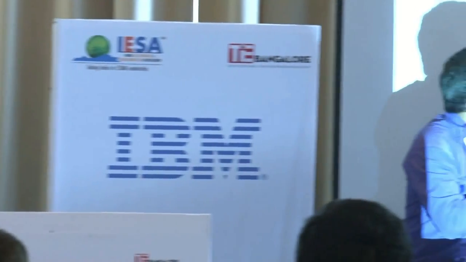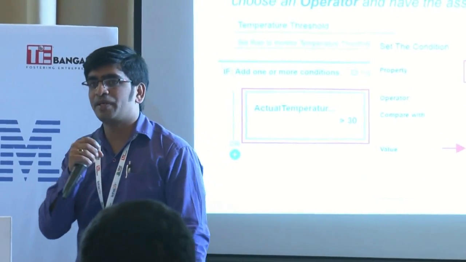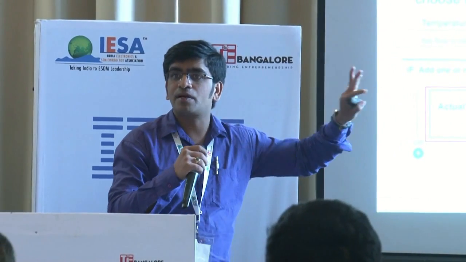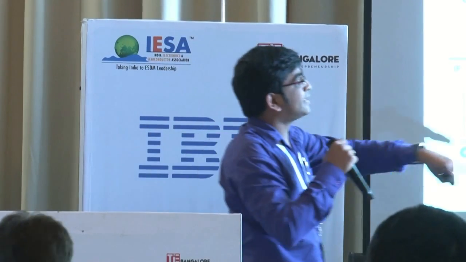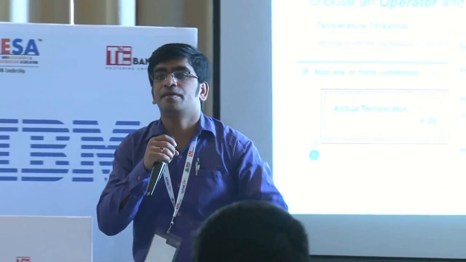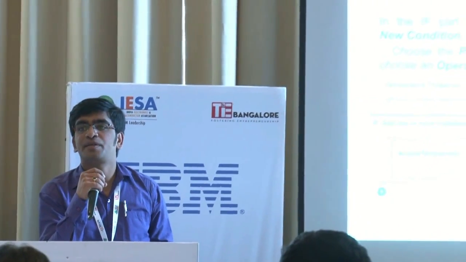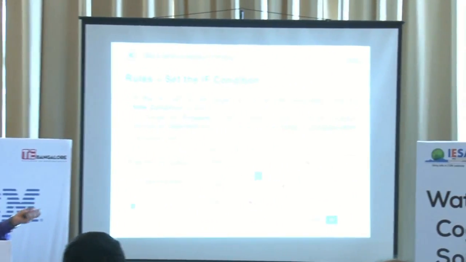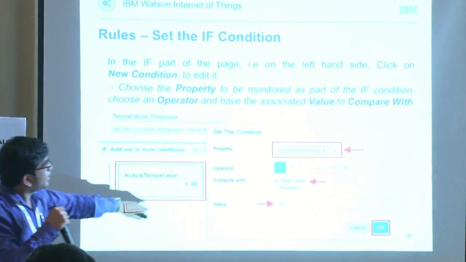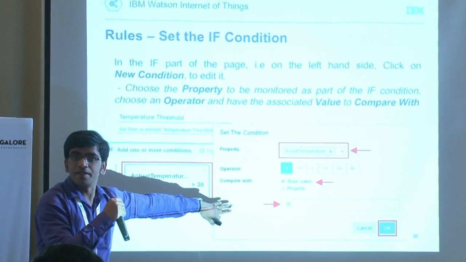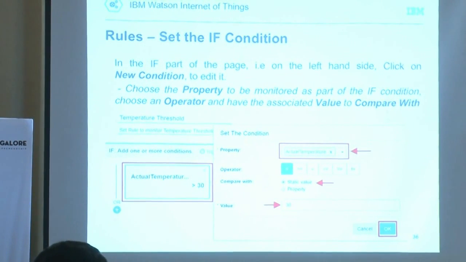In the if part, I'm going to monitor the property, choosing the property from the drop down menu. Of the three properties, I'm going to monitor the temperature, and then choose the set of operators, where I can choose greater than, less than, equal to, or something which I want to compare either with a static value or with another property. For example, you can compare the temperature of the AC with the temperature of the room, okay? And here I'm setting the static value to 30, and I'm going to complete the if part.